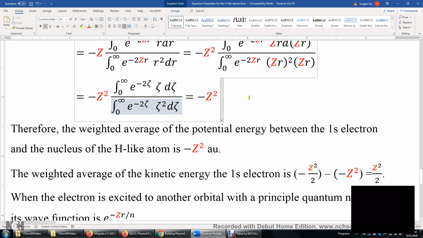What about the kinetic energy of the 1s electron? Very simple. The total energy minus the potential energy equals kinetic energy. The total energy is negative Z squared over 2, potential energy negative Z squared. Therefore, the weighted average of the kinetic energy of the 1s electron in the hydrogen-like atom or ion is Z squared over 2.